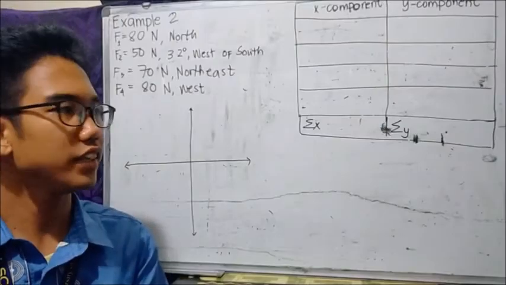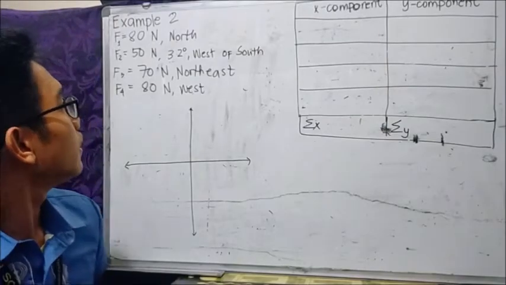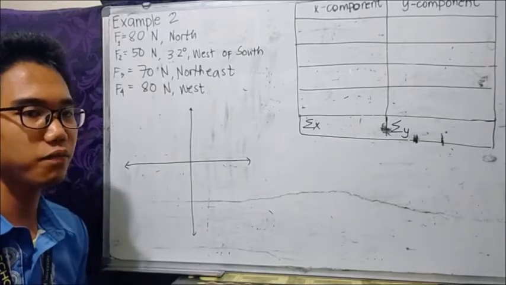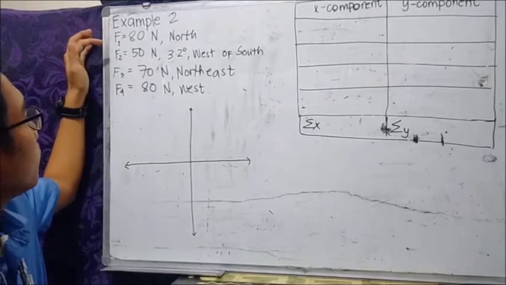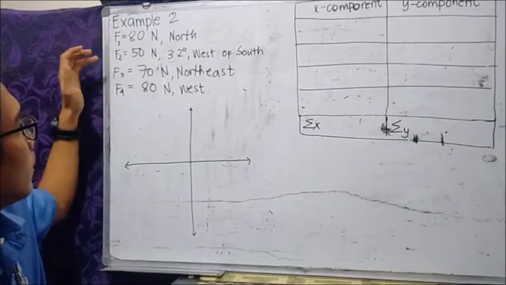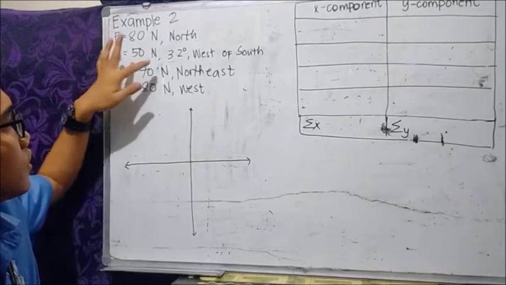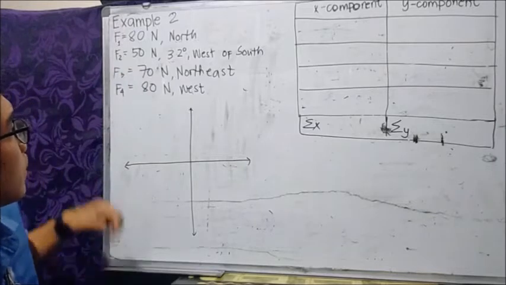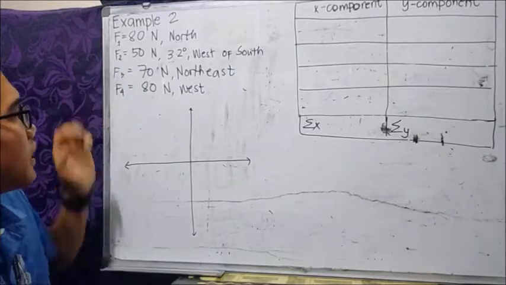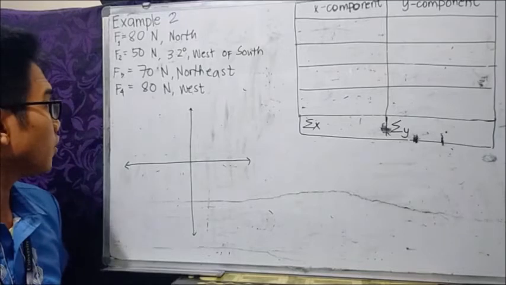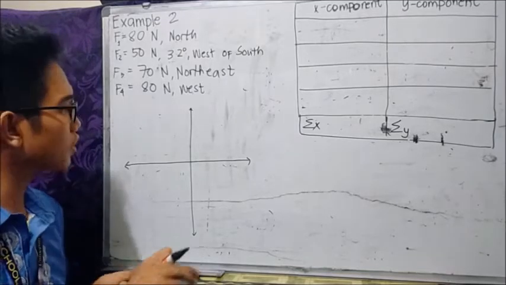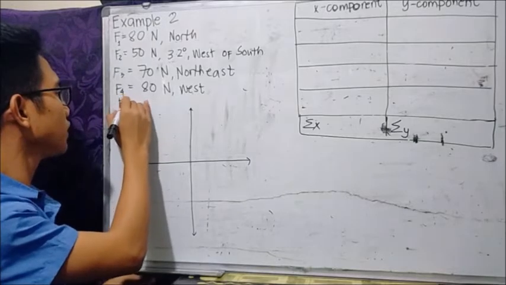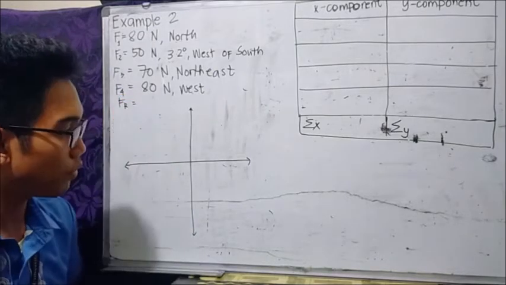Okay, so let's try another example. This time we have our vectors in force. Force number 1 is 80 Newton north, and F2 is 50 Newton 32 degrees west of south, and F3 is 70 Newton northeast, and F4 is 80 Newton west. Now we are going to find your F sub R, or your resultant force.